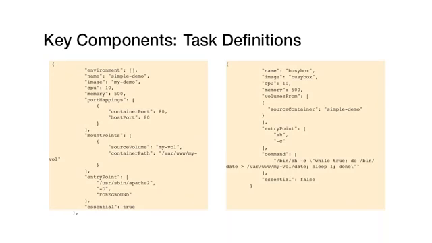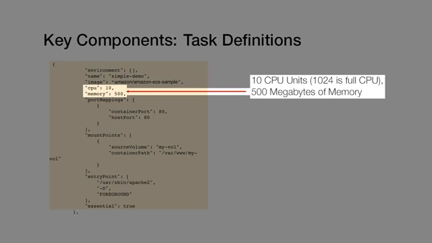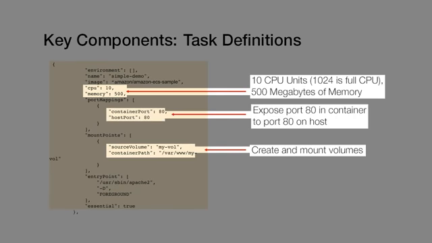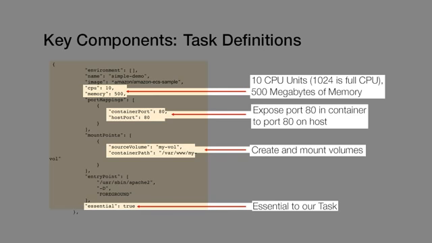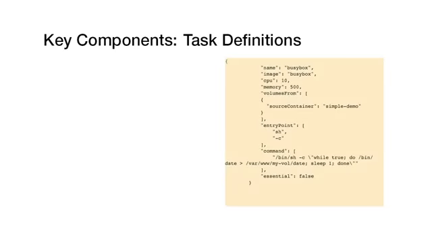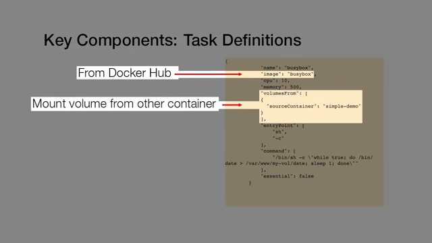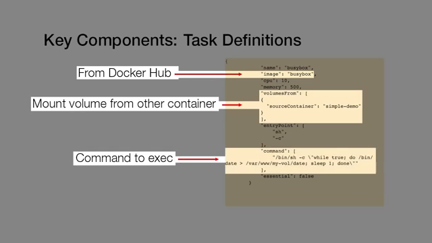This is a task definition file. You can specify resources like CPU, memory, ports, and volumes for each container. The essential flag specifies whether the task should fail if the container stops running. You can specify the Docker image to use for the container and any volumes to mount from other containers. You can also specify what commands to run when the container starts.